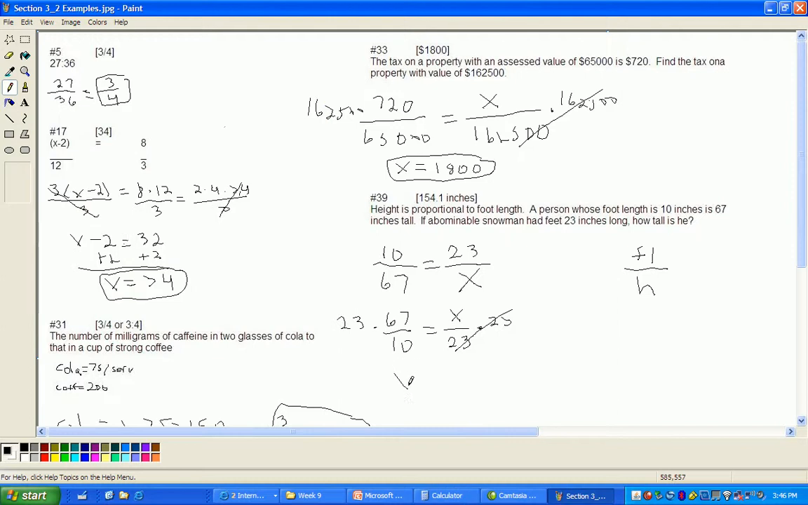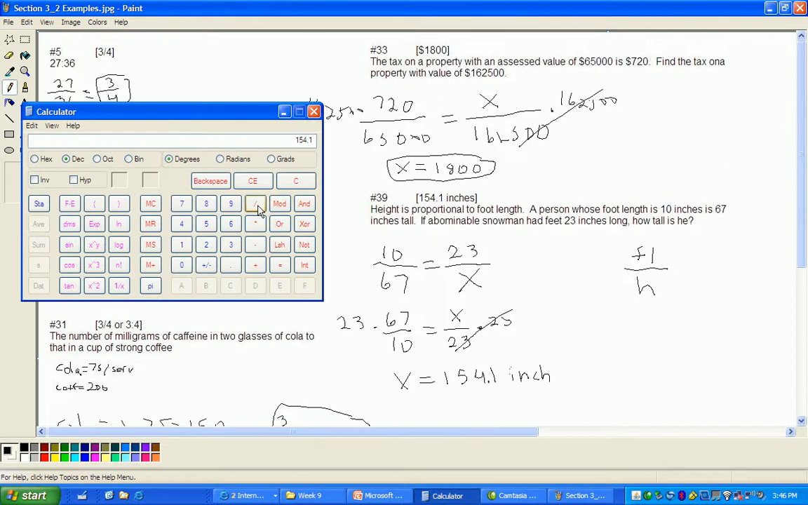And if we want to figure out how many feet that is, we could just divide that by 12, because there are 12 inches in 1 foot, and that's almost 13 feet tall. So that's a really tall guy. Hope I never come across him.